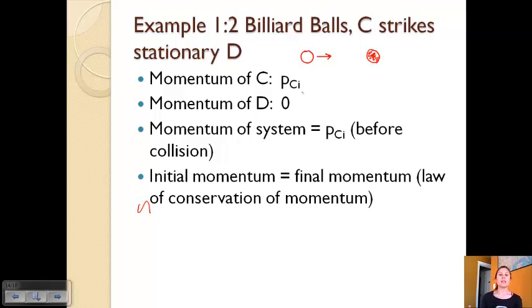So since we know that initial momentum equals final momentum based on the law of conservation of momentum, we know that all the initial momentums, which really are just object C, since object D is not moving initially, that's going to equal the final momentum, and since object C is going to hit object D, they're both going to be moving after the collision, and so we have momentum of both objects final.